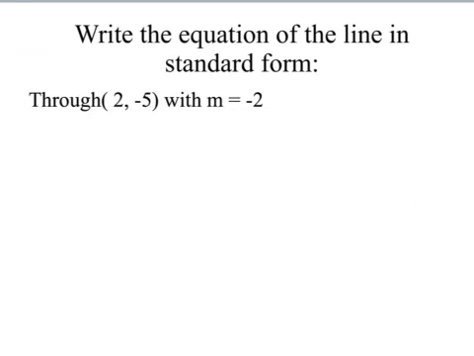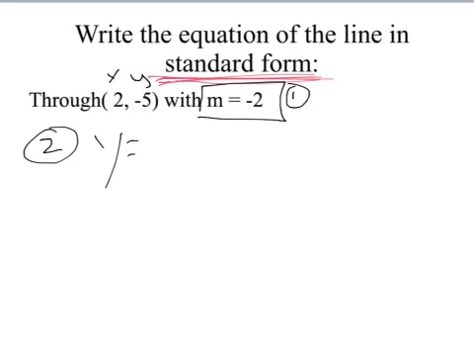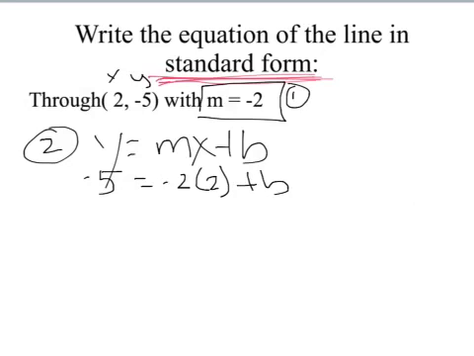This one asks, write the equation of the line in standard form. So this one's a little bit different because it's asking us to not just write it, but to write it in standard form. So as I said, we always want to start with our slope-intercept form. So here are my points, x, y, here is my slope. Step 1 is complete, so step 2 is just go ahead and plug that stuff into y equals mx plus b. So my y is a -5, my slope is a -2, my x is a 2, plus b. So -5 equals -4 plus b.